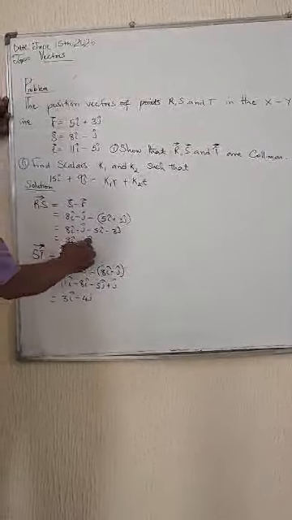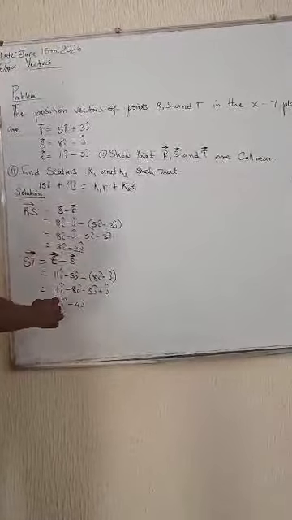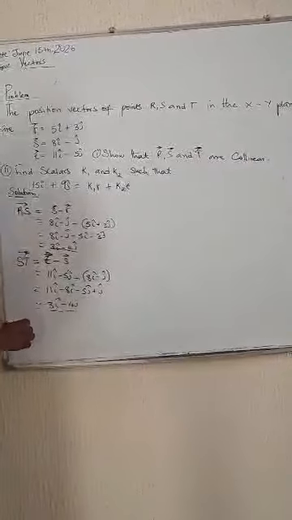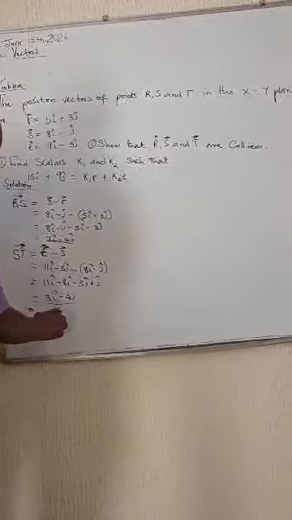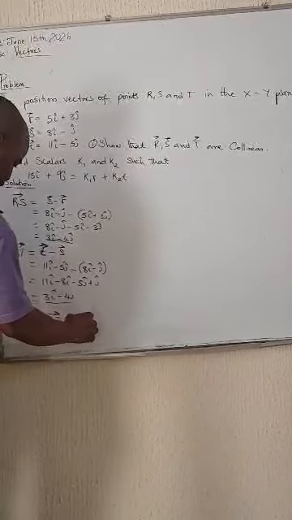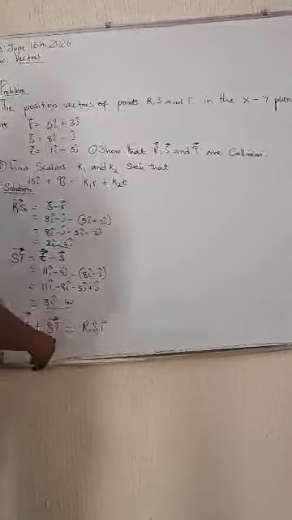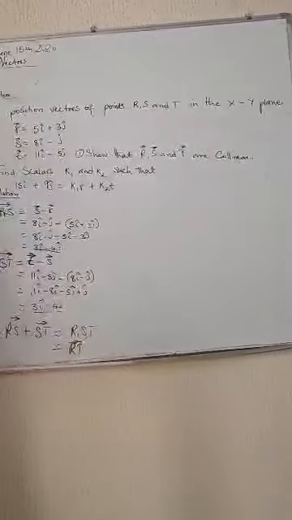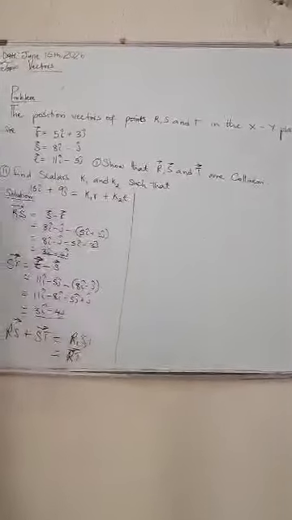Since rs is 3 i hat minus 4 j hat, and st is also 3 i hat minus 4 j hat, it simply means that rs and st, let me add them together, are on the same line, because this should give us rst on the same line. So you can say it's equal to vector rt, that is on the same straight line. Now let's look at the second part of the question.